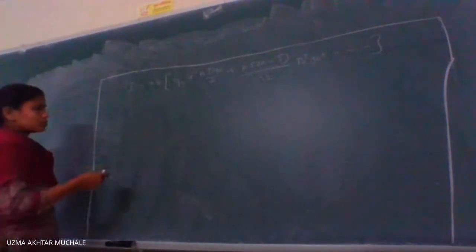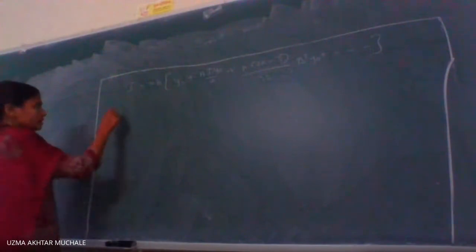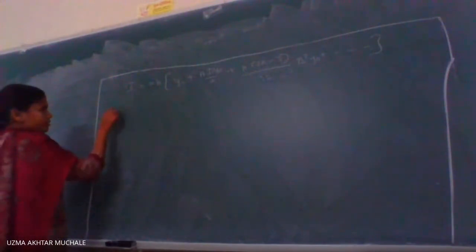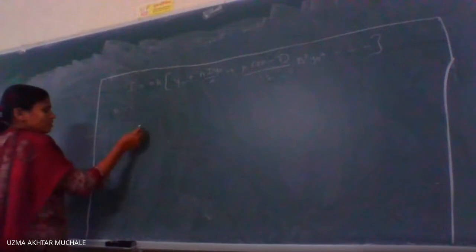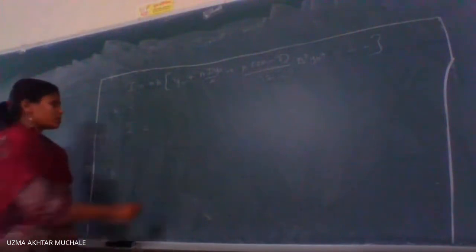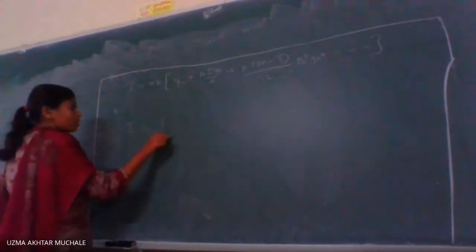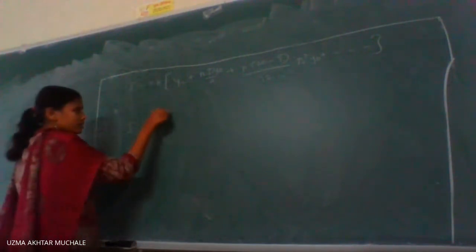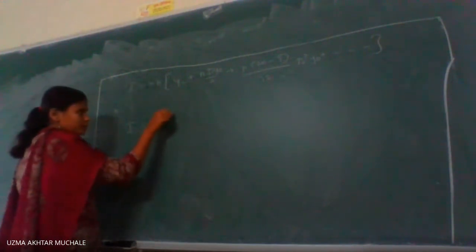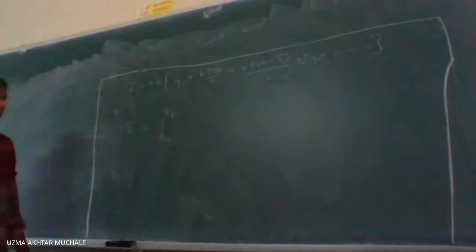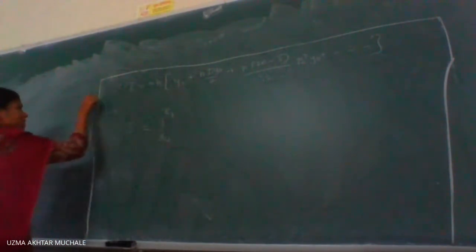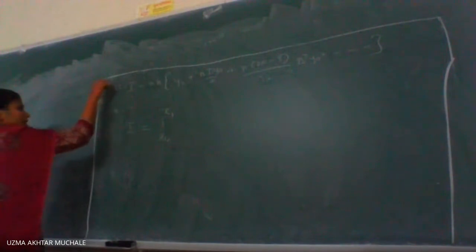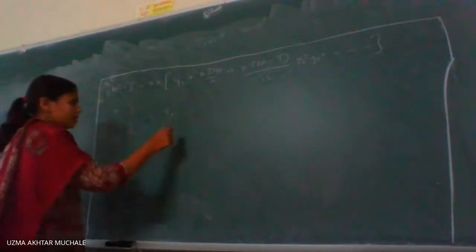Now, if I put n equal to 1, 2, 3, then for n equal to 1, I will get the trapezoidal rule. So here, for the integration from x0 to xn of y dx, instead of n, we have to put n equal to 1. Wherever you have n, you have to put 1.